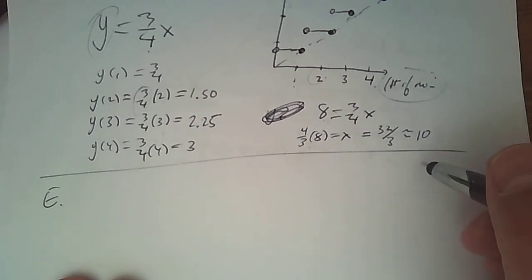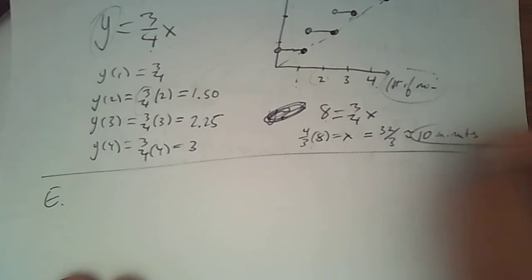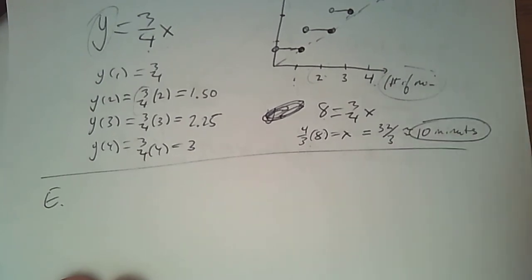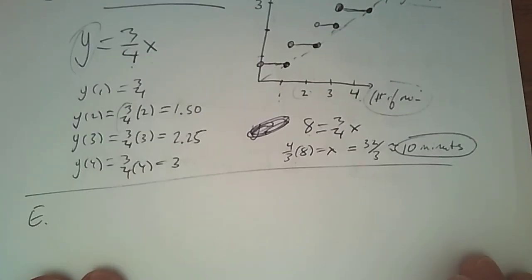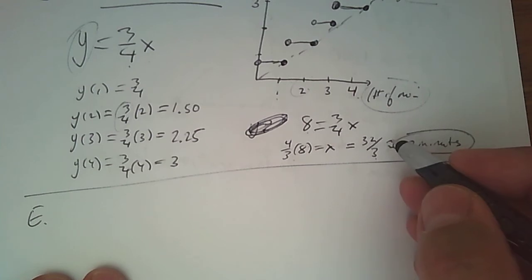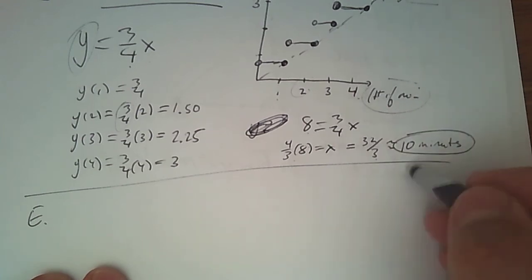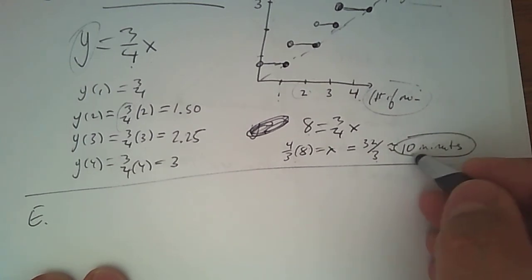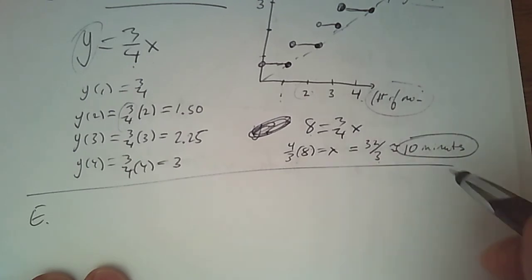So $8, when you do the reciprocal, will get you about 10 minutes. So 32 divided by 3 is 10 point something. It's not quite 11. And so you have to round down. So up to 10 minutes, that will cost you the $8. That's how much you would get for $8.